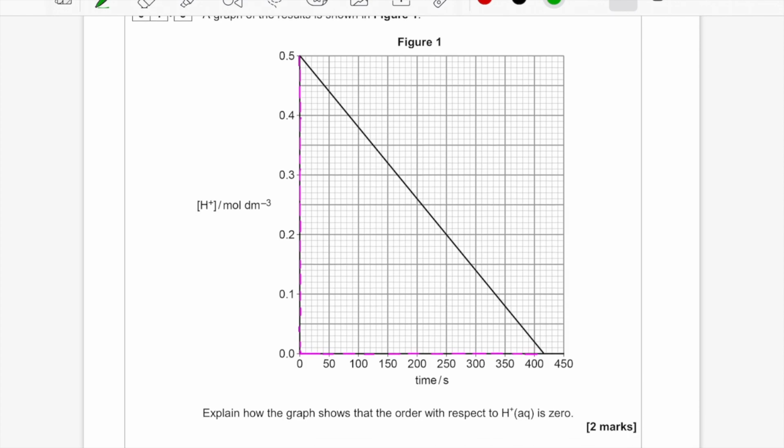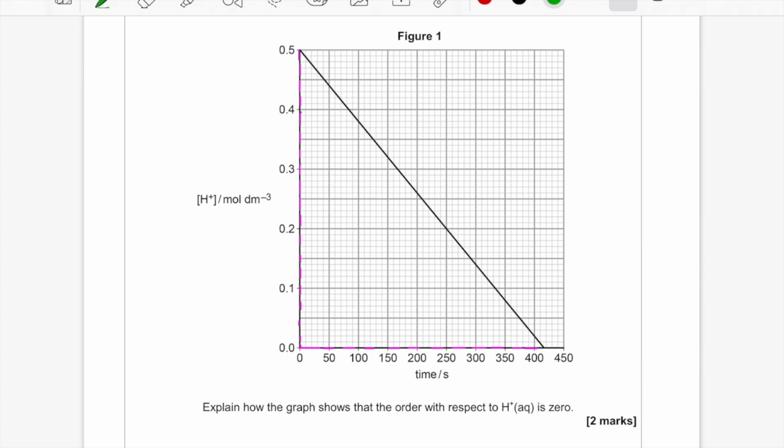So it's asking us to explain how the graph shows that the order with respect to H+ is 0. We're not having to decide that it's 0. That would be a recall, going, oh look, I know the shape of that graph, that's a 0 order. So we have to explain how we understand that it is 0 order.